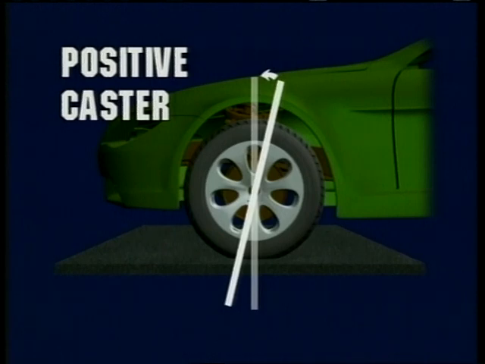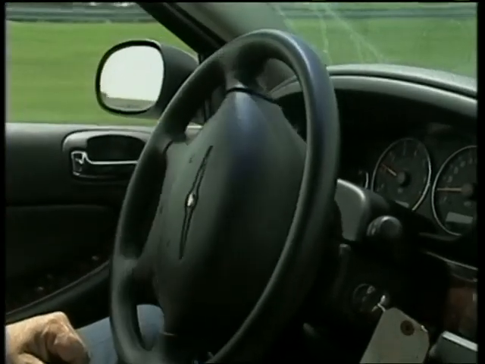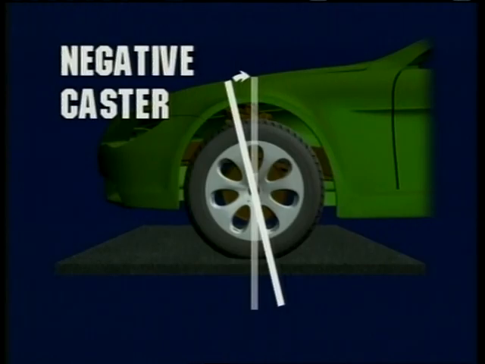Positive caster tilts the top of the steering knuckles toward the rear of the vehicle. It aids in keeping the wheels traveling in a straight line. The wheels resist turning and return to the straight ahead position. Negative caster has the opposite effect.